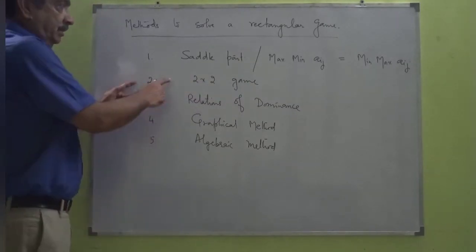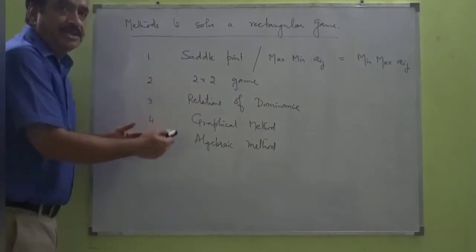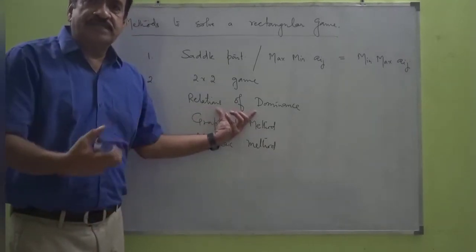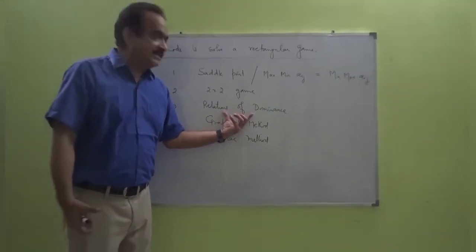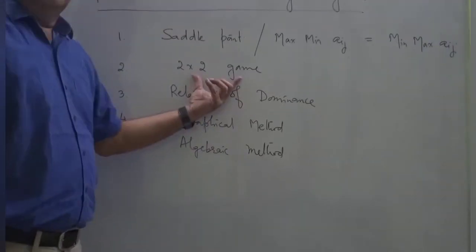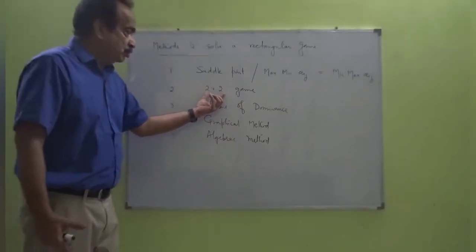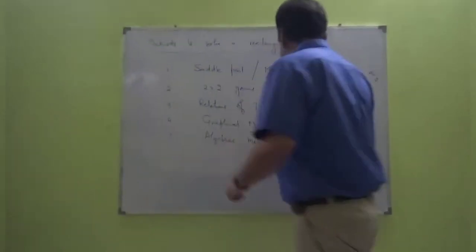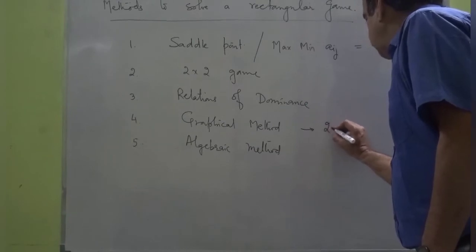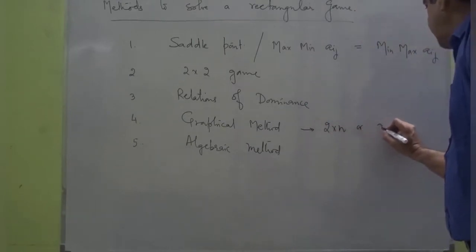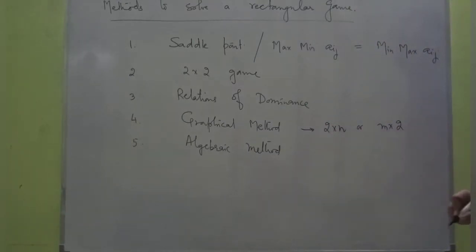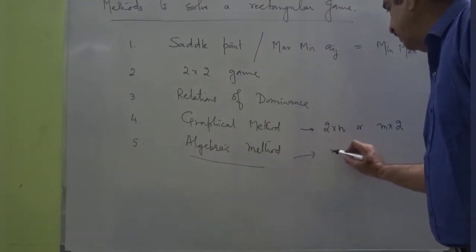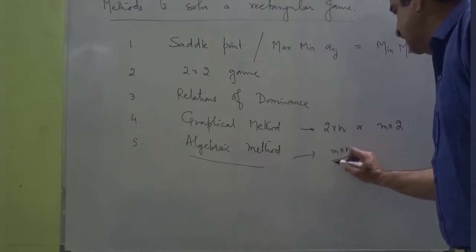And then we shifted to the relations of dominance to come to the bigger games. Relations of dominance we use to reduce the size of the matrix, and thereafter again making use of 2 cross 2 games over there, the method of 2 cross 2 games over there. And then we have the graphical method. This graphical method has its own limitations, can be applied to the games with size 2 cross n or m cross 2 over here. But we have this algebraic method, can be applied to any game of any size, say it's an m cross n.